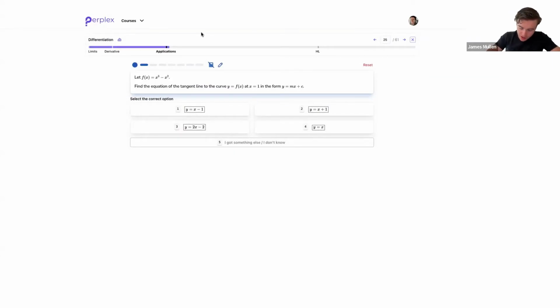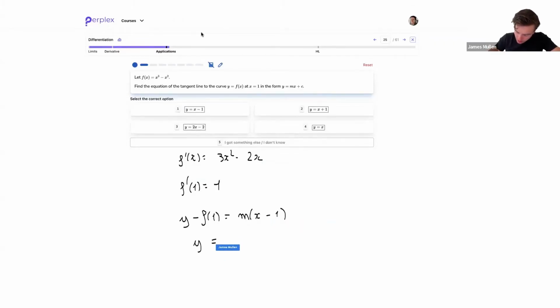I have the function x cubed minus x squared. Its derivative is 3x squared minus 2x, which means that its slope at 1 is just going to be 3 minus 2, which is 1. And I can use the equation y minus f of 1 is equal to m times x minus 1. And f of 1, if I plug it in, is going to give me 0. So I'm just going to have y is equal to, m is just 1, so it's going to be x minus 1 is my answer.